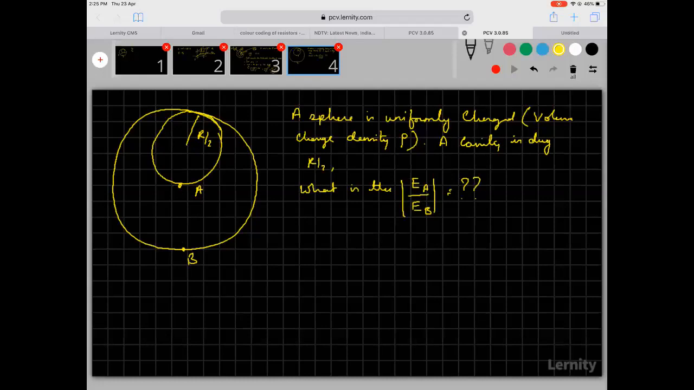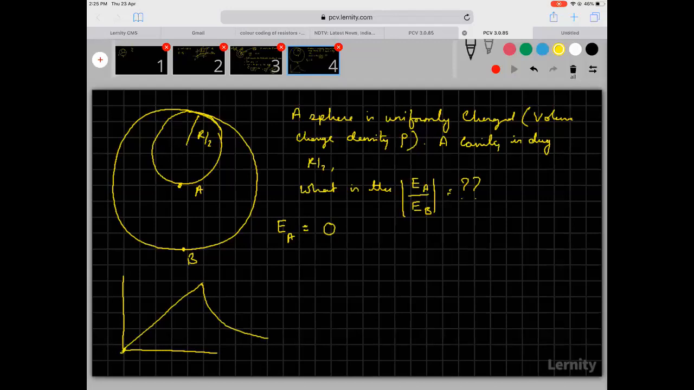So if I have to answer this question, let me try to work it out. First, I want to find out the electric field at A. A is basically the center of the sphere. Technically, the electric field at the center of the sphere would have been 0. Remember the graph? It goes like this, and then it goes like this. So if I draw a small Gaussian surface, the total charge inside will be 0. So it will go like this.